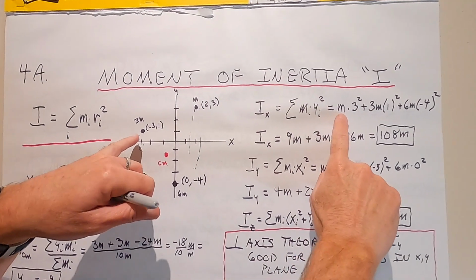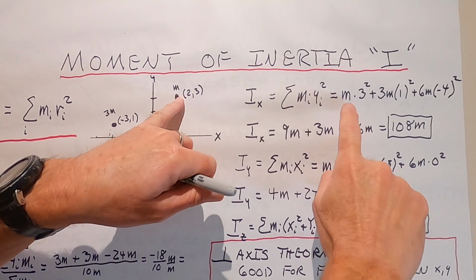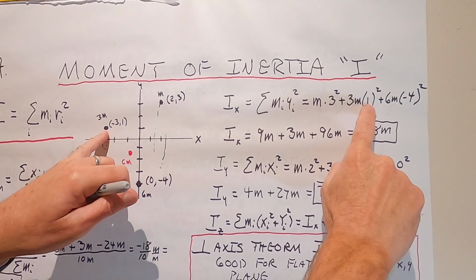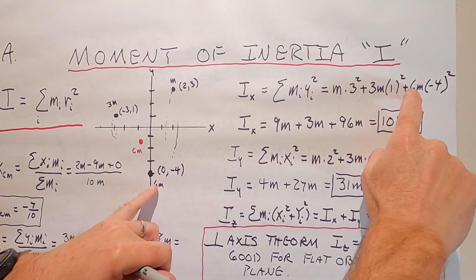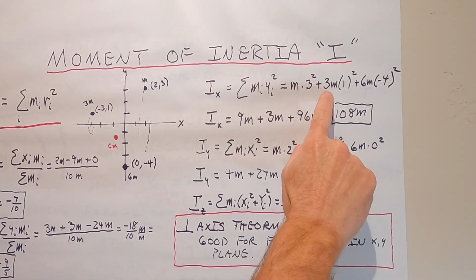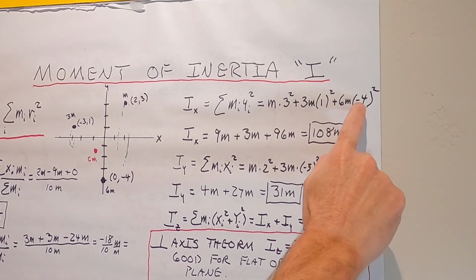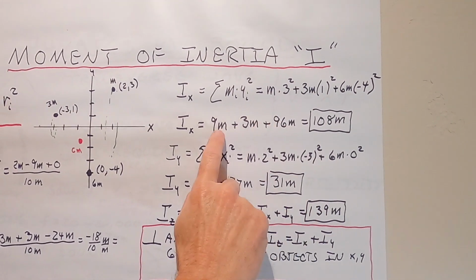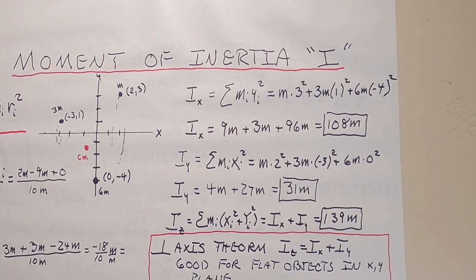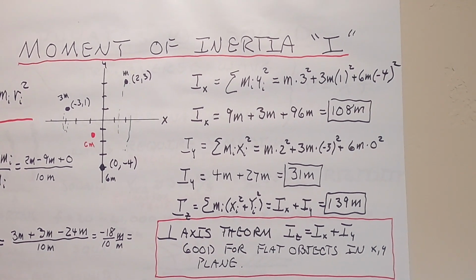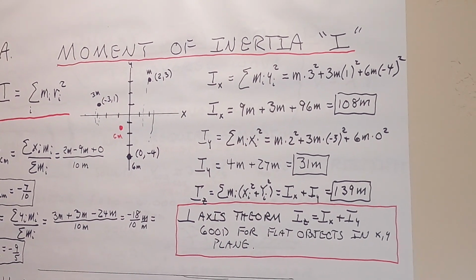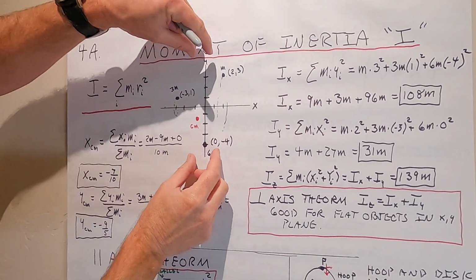So on this one, we would say it's m times the y value squared, 3 squared, plus 3m times the y value squared, plus 6m times the y value squared. And so that just gives me 9m plus 3m plus 16 times 6 is 96m. Adding them up, that's 108m. So again, the units are going to be kilogram meter squared, but my meter squared is in with the numbers right there.